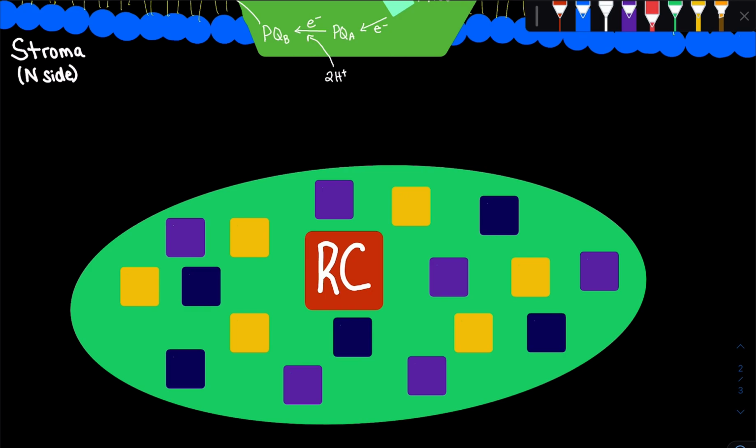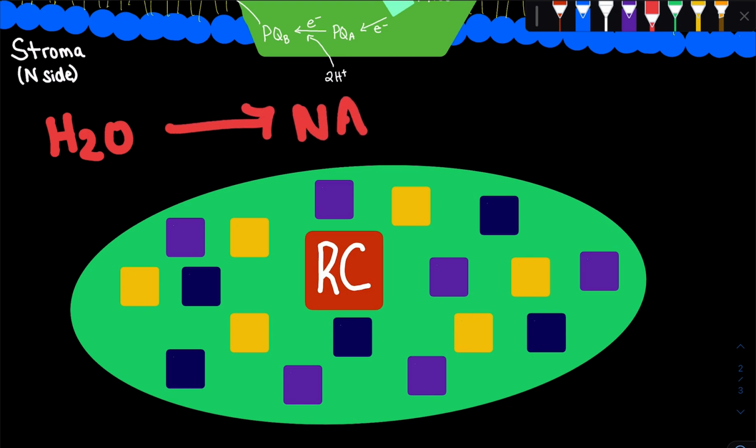Now, we know that within photosynthesis, we start off with an H2O, and we're going to donate those electrons all the way to the end to NADPH. That's the purpose of photosynthesis. But going from H2O to NADPH is an endergonic reaction. So how do we make this reaction possible?